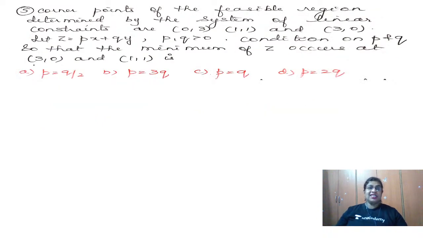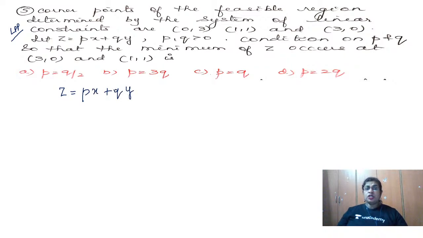Coming to the fifth question. Yes, this is once again a question of LPP. What is given here? Corner points of the feasible region determined by the system of linear constraints are 0, 3, 1, 1 and 3, 0. These are the points. Let z is equal to px plus qy. I have to find the condition on p and q so that the minimum of z occurs at 3, 0 and 1, 1. Okay, so what is z equal to? Z is equal to px plus qy.